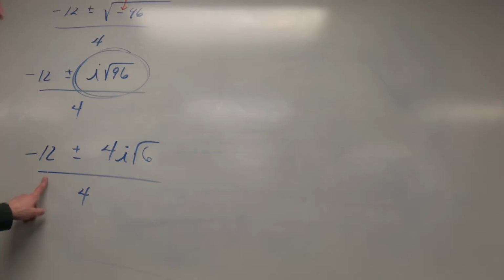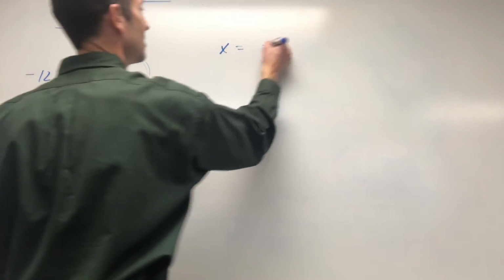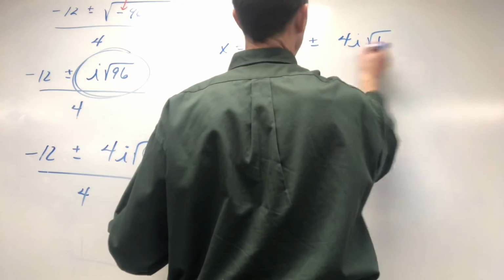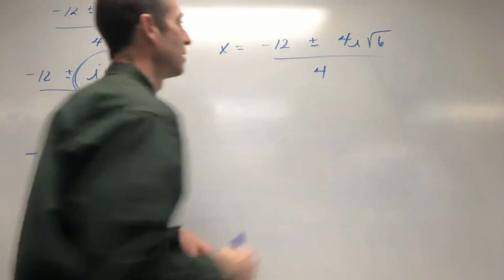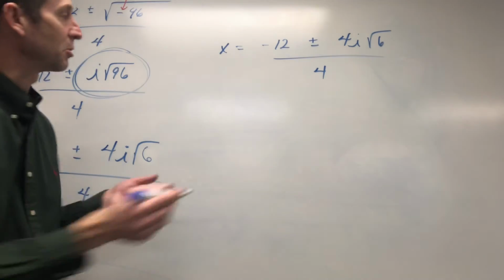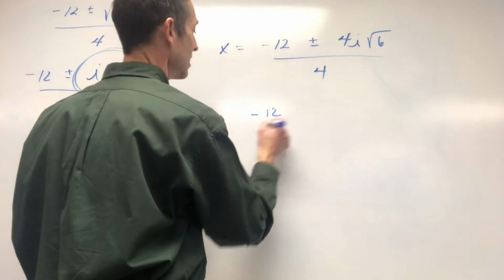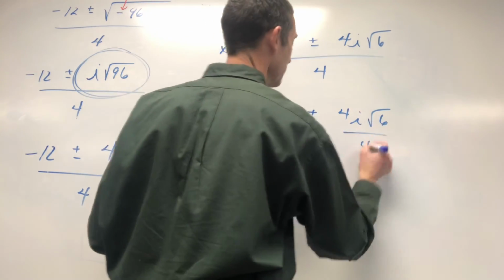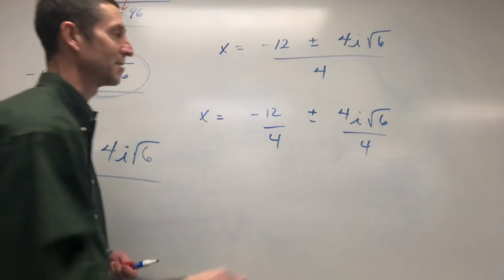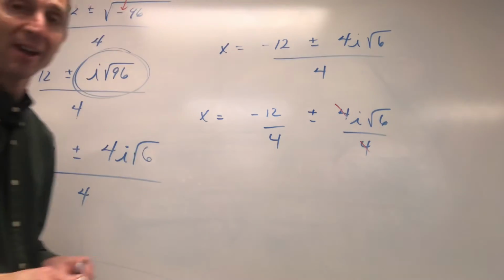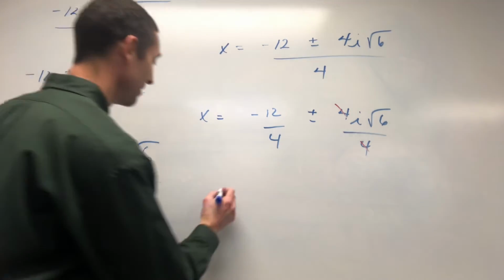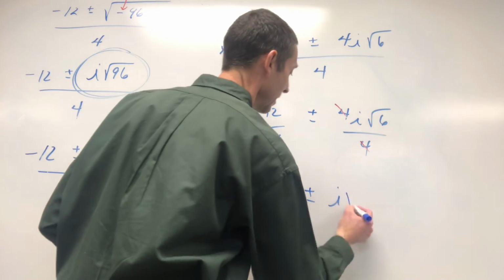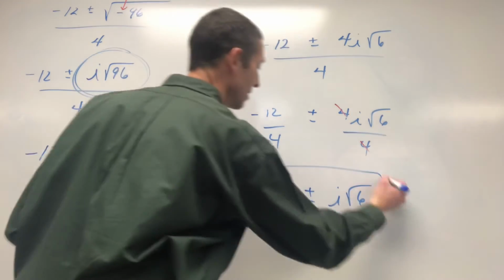All right, now let's run the split and finish this. Negative 12 plus or minus 4i square root of 6 over 4. Yeah, and this is where we're going to run the split. Negative 12 over 4 plus or minus 4i square root of 6 over 4. And this is awesome. Those 4's cancel out, and we've got ourselves an answer. Negative 3 plus or minus i square root of 6.